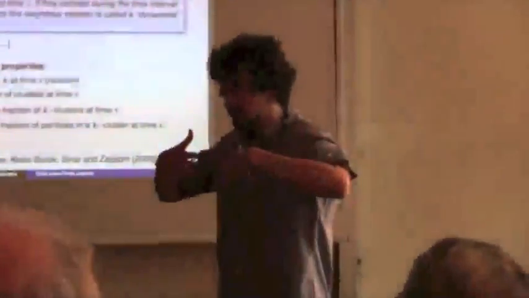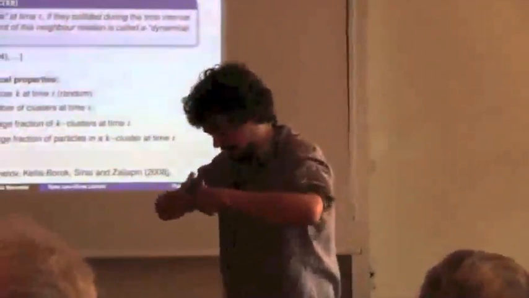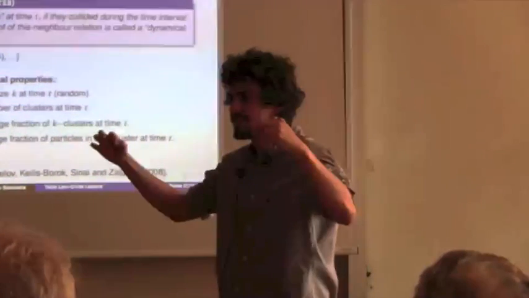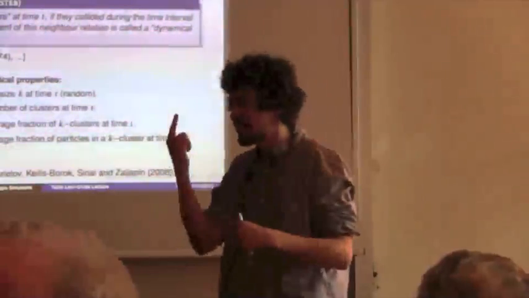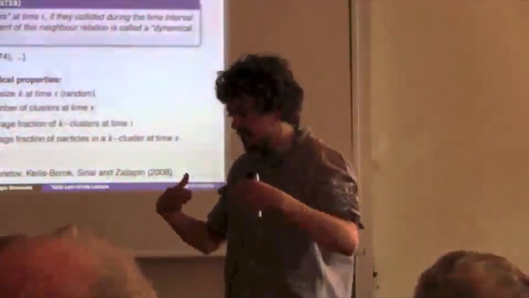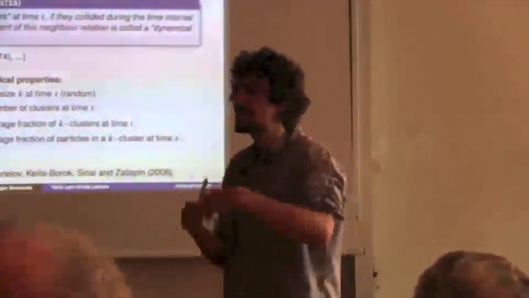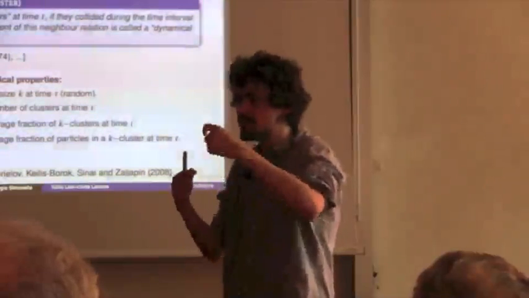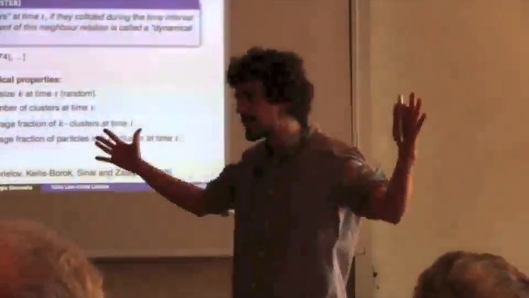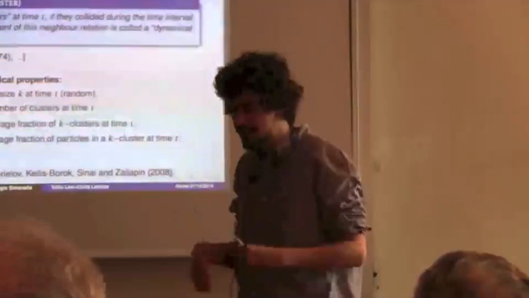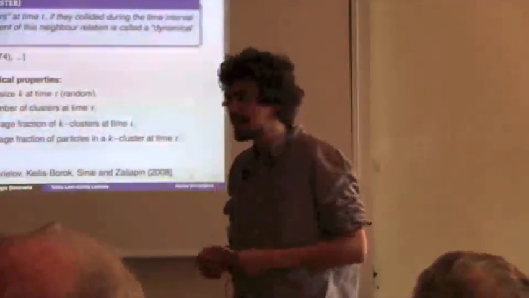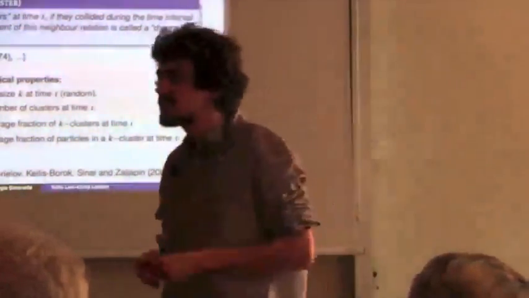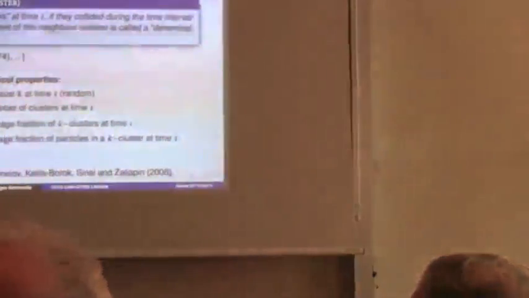You start at time 0 and you go to time t, but at time 0 each single particle is a cluster, so you have n clusters of size 1. Then when you make it evolve, when two particles collide, they form a couple. When another particle collides with one of these two, they form a triple. And you do this for the full system. So the dynamics implies a decomposition of your system in clusters, and then you can study the distribution of these clusters, for instance, the fraction of couples.